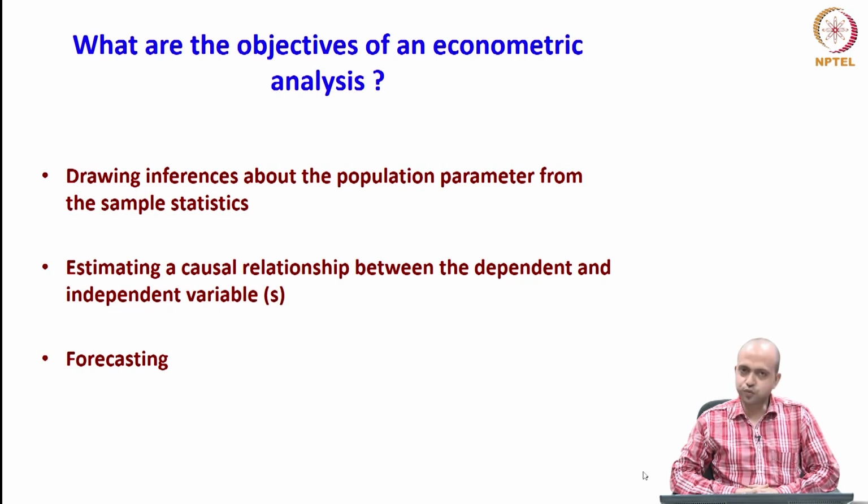econometric analysis. First of all, drawing inference about the population parameter in the context of the consumption function that we are discussing, where we said that y equals alpha plus beta x. Alpha and beta are the true population parameters, which are unknown, and we are trying to draw some kind of inference about them on the basis of our sample statistics alpha hat and beta hat that we are going to estimate.